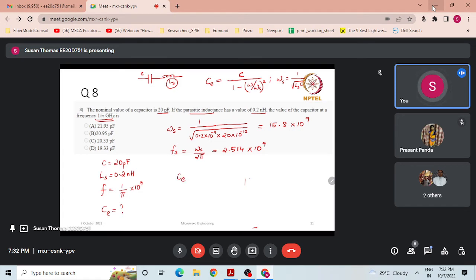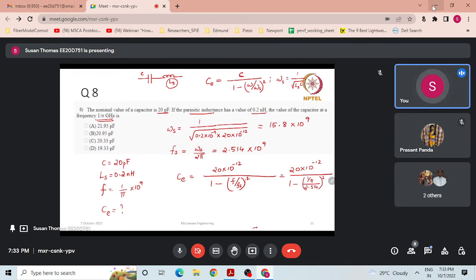So CE will be C, 20 picofarad, 20 into 10 power minus 12 divided by 1 minus omega, or instead of omega by omega S, we can write F by Fs, the whole square. So that will be 20 into 10 power minus 12 divided by 1 minus F by Fs. So this is F, 1 by pi divided by 2.514. 10 power 9 gets cancelled. So 2.514, this thing whole square.